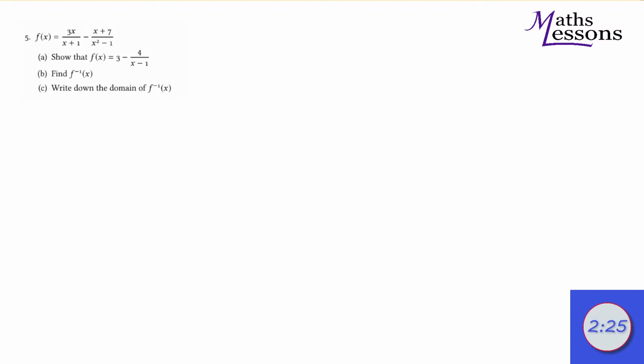If you're not seeing how to do part A, you need to take this fraction here and split it up using partial fractions. That will help you vastly if you can spot the bottom is the difference of two squares and split it up using partial fractions.